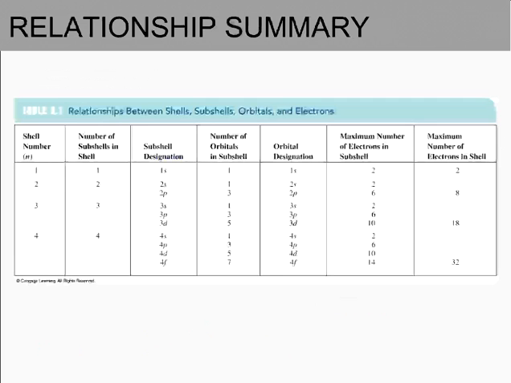Okay. So, in your textbook, there's a table, table 3.1, and this summarizes all of the information we covered. So you'll notice in the first column we have the shell number, or the energy level. So I'll put energy level down here.